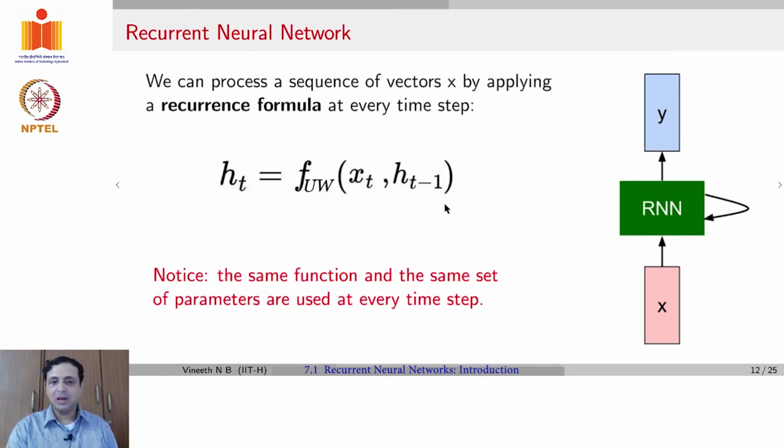So the recurrence formula, just to repeat, is ht is equal to f u w, where u and w are those weight matrices, given input xt and ht minus 1. The key observation here is that the same function and the same set of parameters are used at every time step. That doesn't change, and that's where the recurrence actually lies in a recurrent neural network.